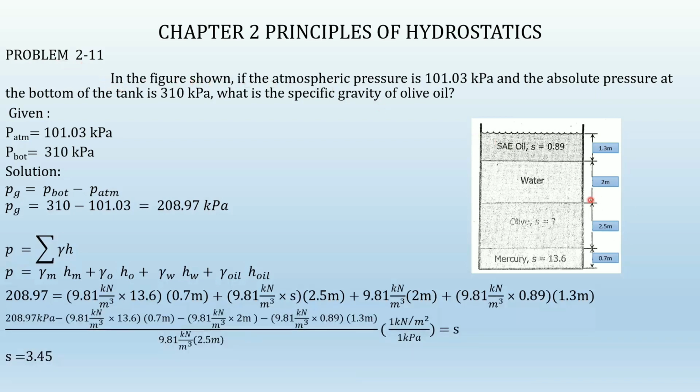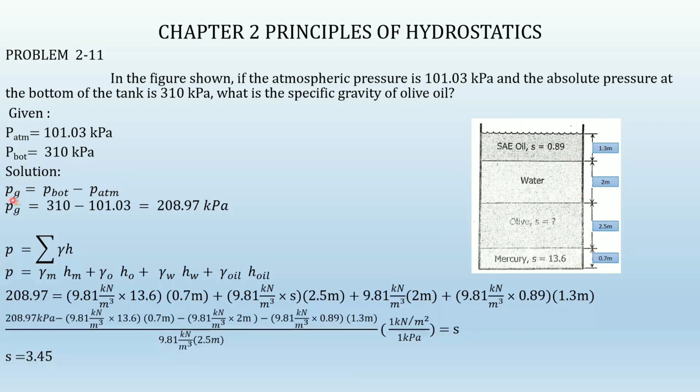In the figure shown, so this is our figure, if the atmospheric pressure is 101.03 kilopascal and the absolute pressure at the bottom of the tank is 310 kilopascal, what is the specific gravity of olive oil? So we have listed here our given. The atmospheric pressure is 101.03 kilopascal and the absolute pressure is 310 kilopascal. Let us also take note of the specific gravity for each of the liquids inside the tank and their corresponding height.